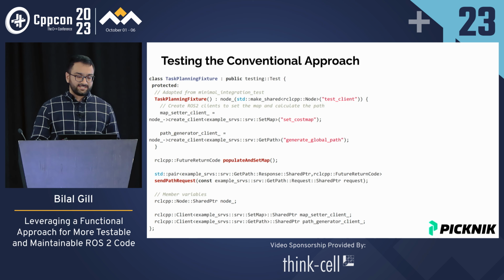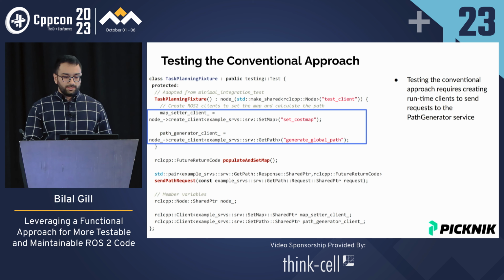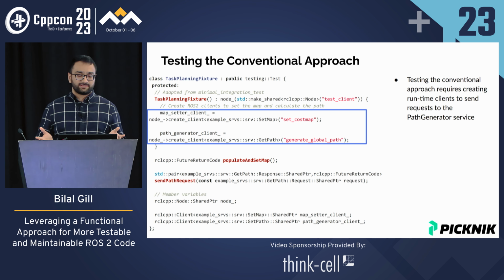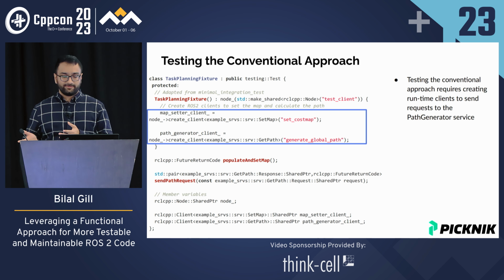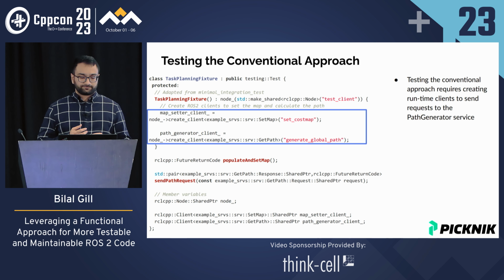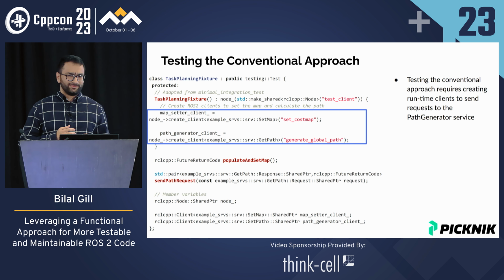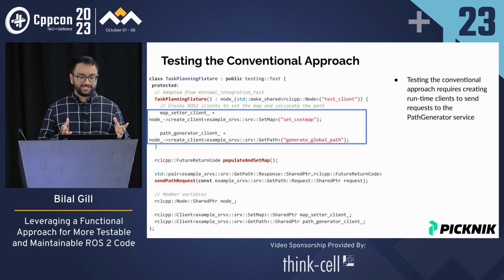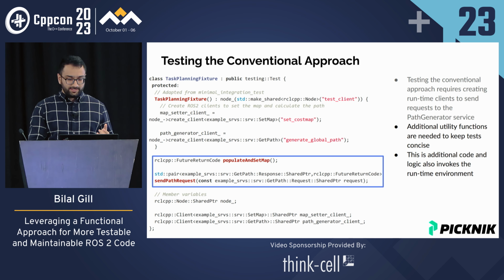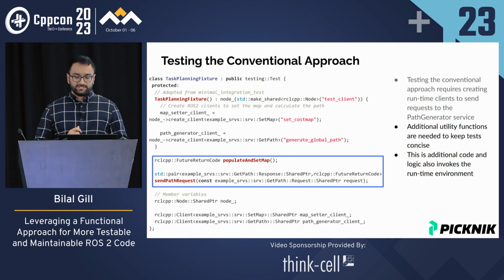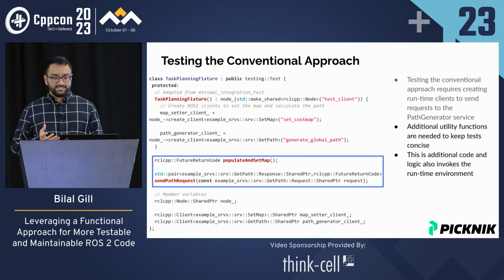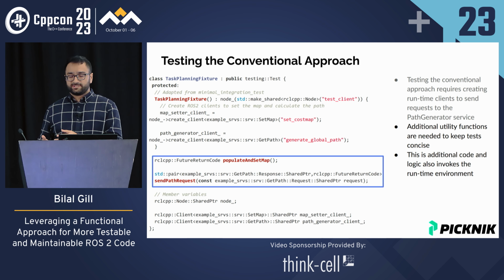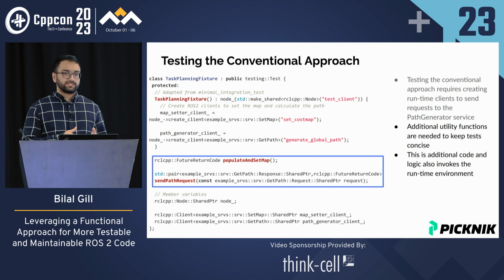So now let's get to testing the conventional approach, as I said, right? Testing the conventional approach requires creating runtime clients to send requests to the path generator service, right? And this is something you don't really want to do in your tests invoking middleware. There are additional utility functions needed to keep the test concise, but this additional code also invokes the runtime environment.